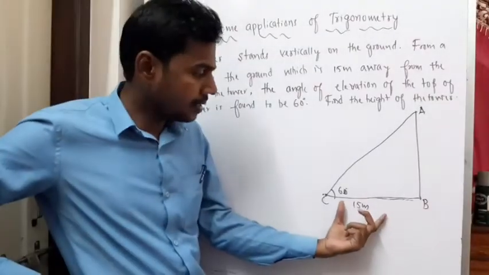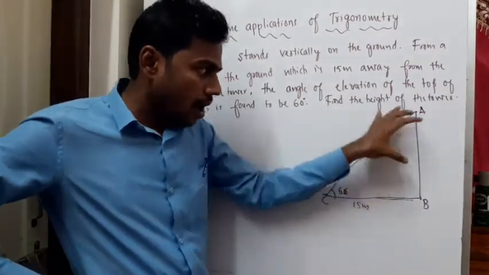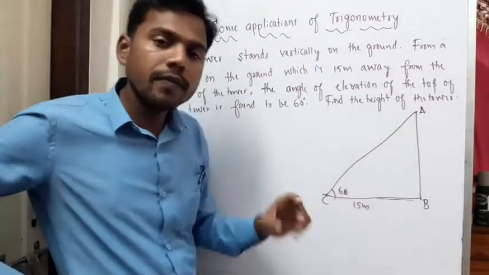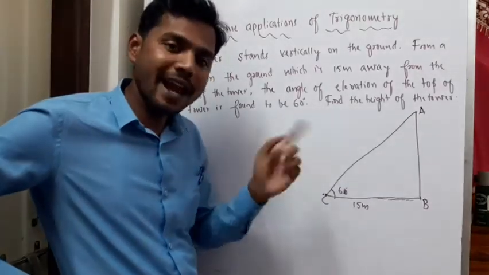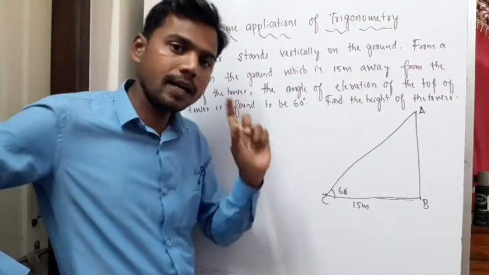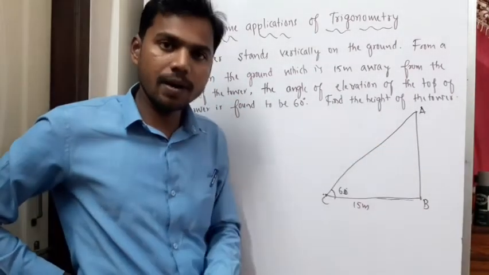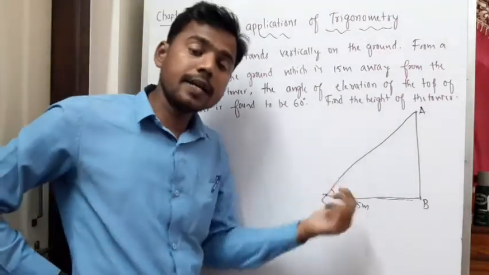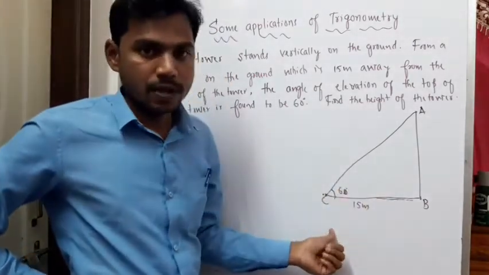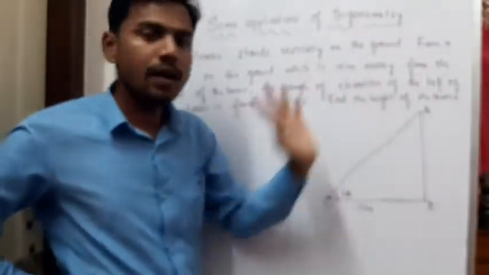I know the adjacent side for this particular 60 degree angle. I need to find the opposite side. Which relation should I make use of? I can make use of either tan theta or cot theta, because that ratio involves opposite by adjacent, which is tan theta, or adjacent by opposite, which is cot theta. Either of the relations I can make use of to get the height of the tower.